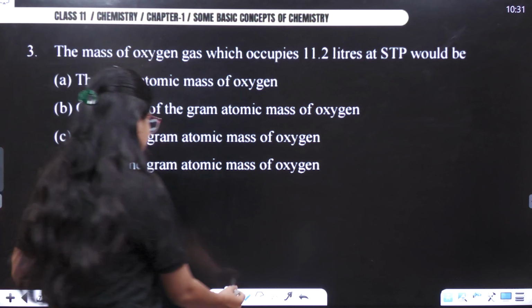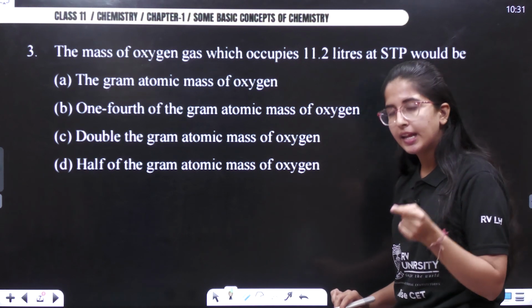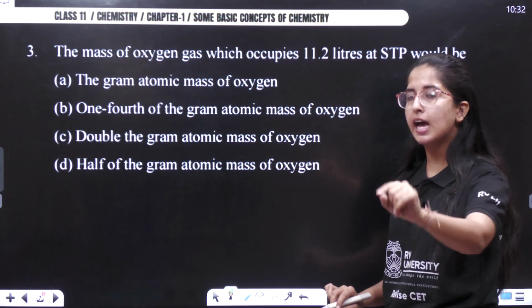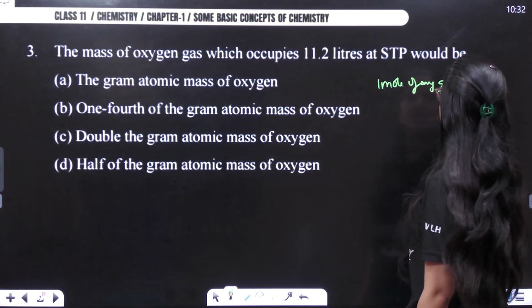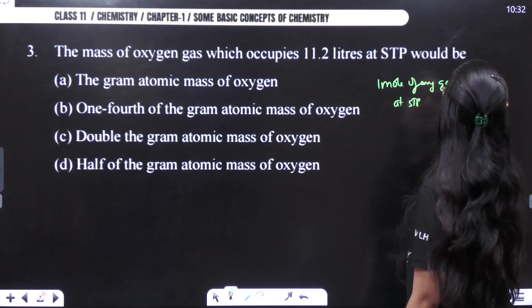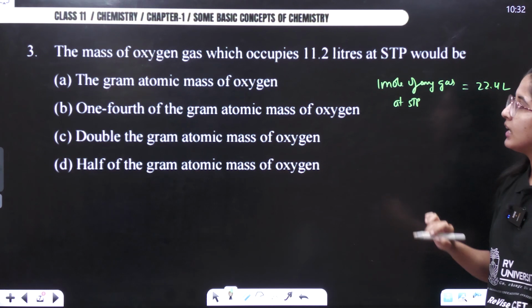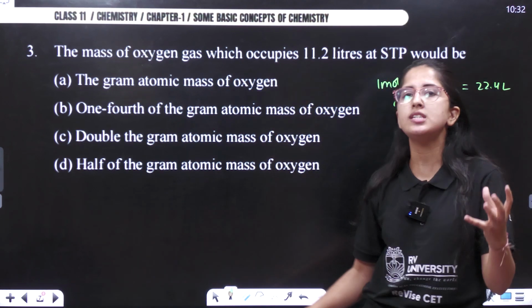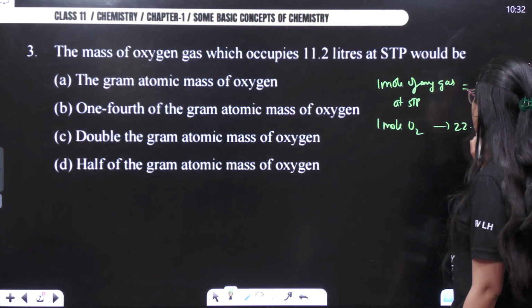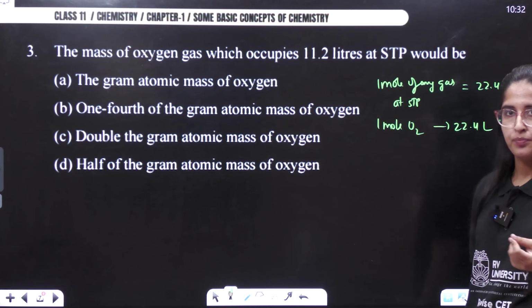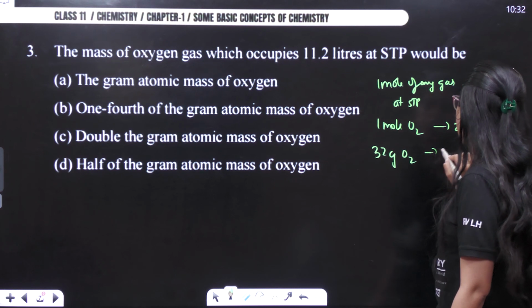So see, this is based upon your molar volume. The molar volume concept says that if you take 1 mole of any gas at STP, it will occupy 22.4 liters of volume. Here they have given oxygen gas. So 1 mole of oxygen gas will occupy 22.4 liters of volume. Now 1 mole of oxygen is nothing but 32 grams of oxygen.